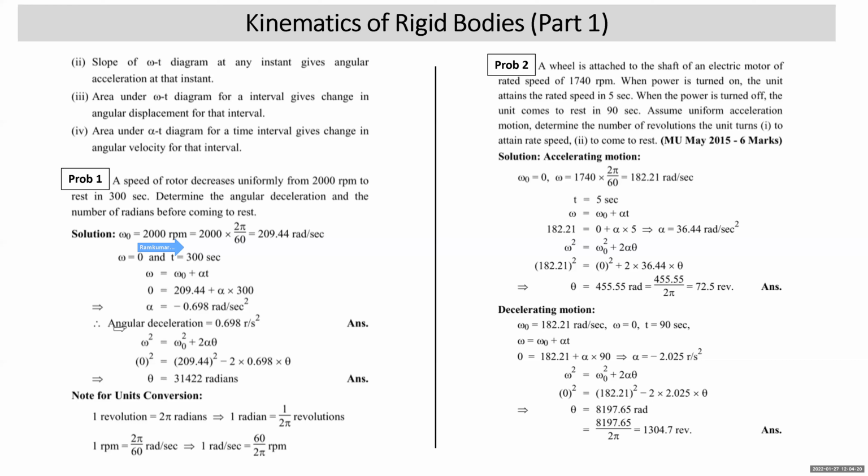You get alpha as minus 0.698 radian per second square. That means it is under angular deceleration. So the angular deceleration of this motion is 0.698 radian per second square.